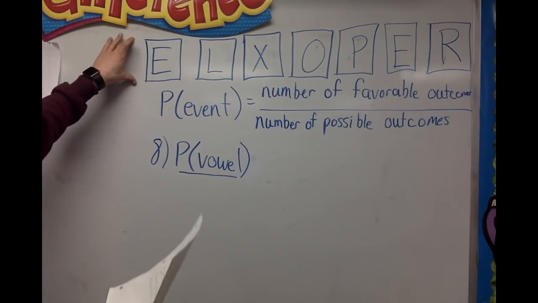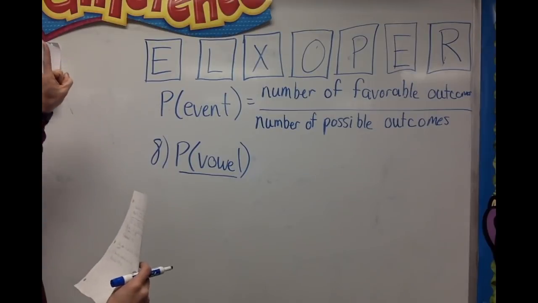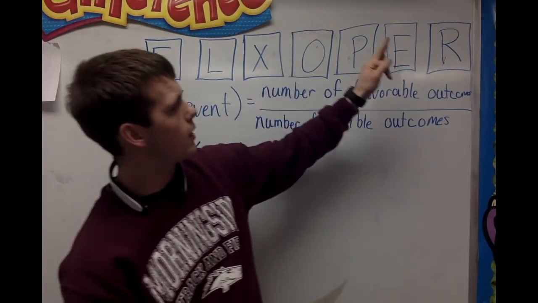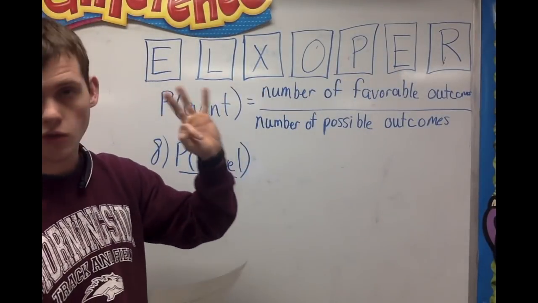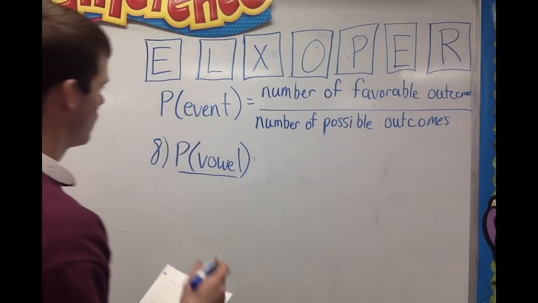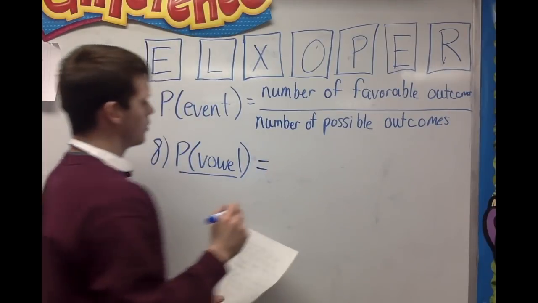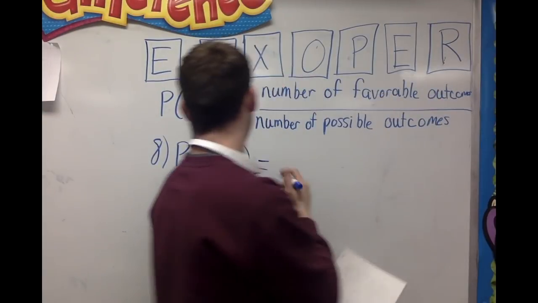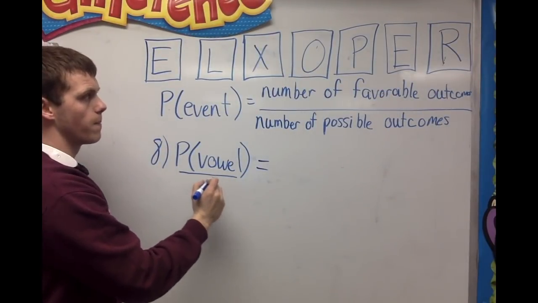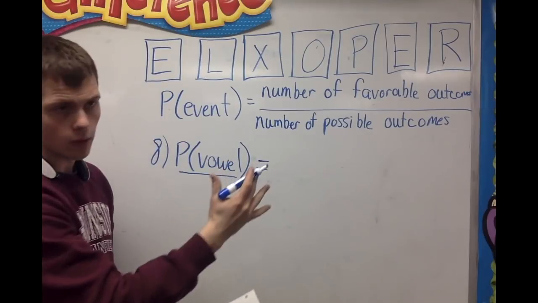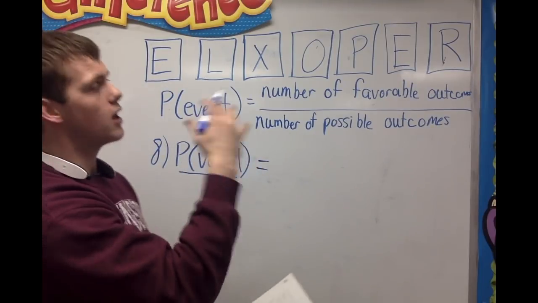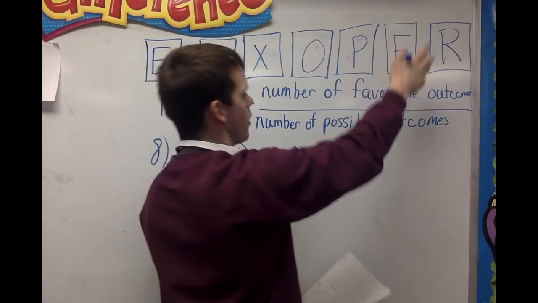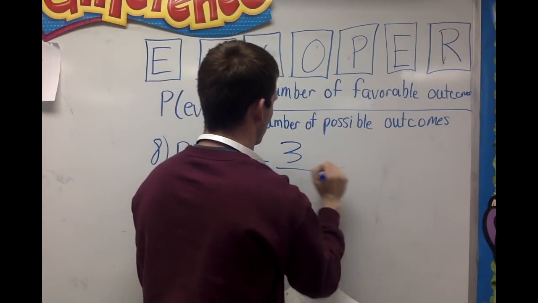So we have E, so that's a vowel. So there's one. O, that's a vowel. That's two. And E, that's a vowel. So there's three different vowels. So I want you to think the number of favorable outcomes. So we're looking for vowels, and we just found the number, not what they were, but the number of vowels. So we had 1, 2, 3 different vowels.